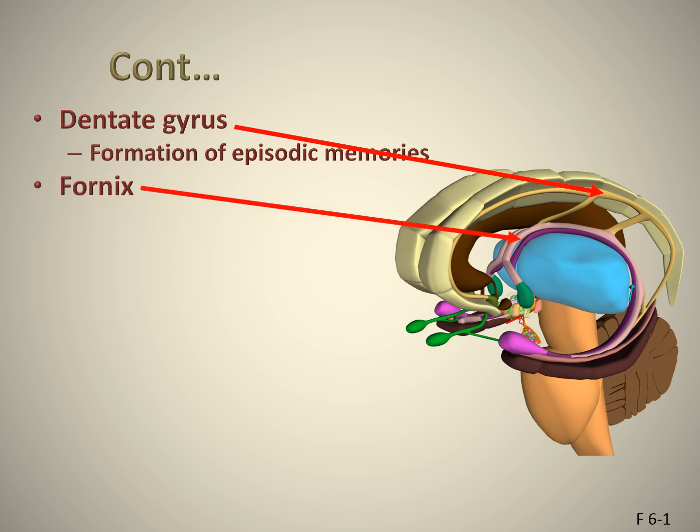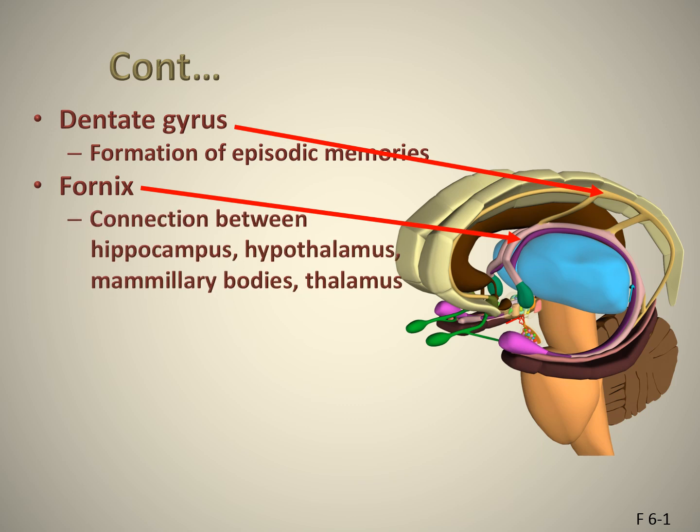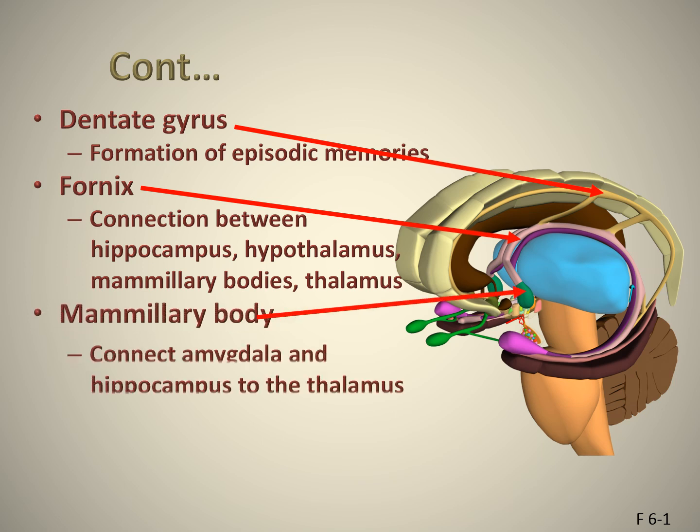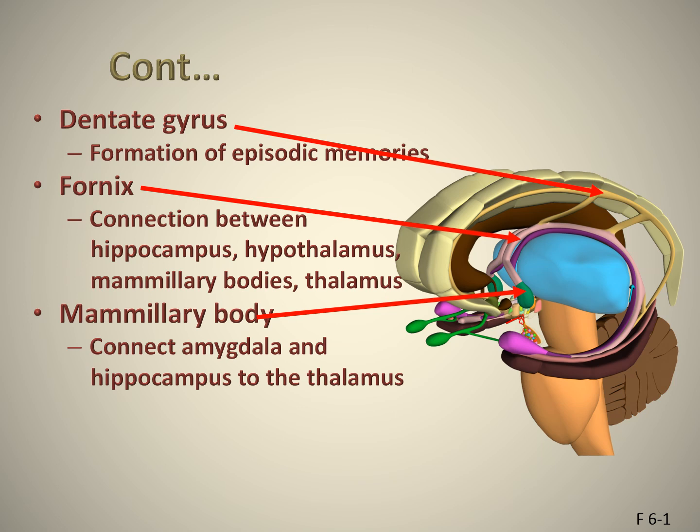Then we have the fornix. Located under the corpus callosum at both cerebral hemispheres, the fornix is kind of a highway through which connection between many areas take place. In particular, the fornix is the main path for the hippocampus to send information to the hypothalamus and to the mammillary bodies, as well as the thalamus, which, as you well know by now, is a hub to distribute information throughout the brain. The mammillary body connects the amygdala and the hippocampus to the thalamus. It helps transmit the memories that the hippocampus has recalled.